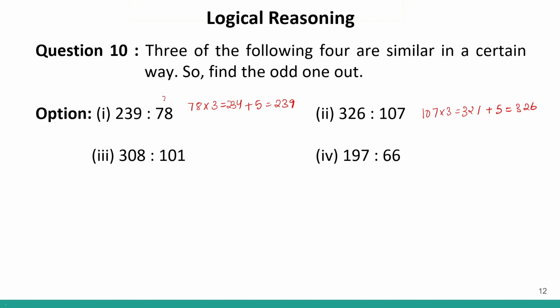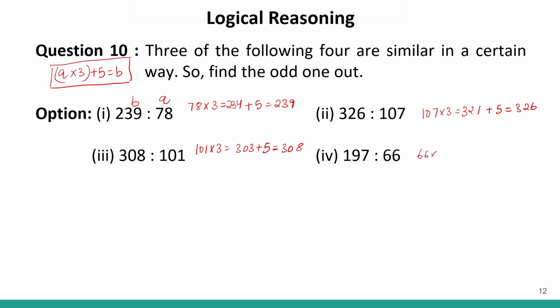Okay, so if this is, let's say A, this is B. Basically, if I multiply A by 3 and add 5 into it, I am getting B. This is true for option number 1 and option number 2. Now let us check for option number 3. So 101 into 3, this will be 303, and if I add 5 into it, I'll get 308. So this is true for option number 3 as well.